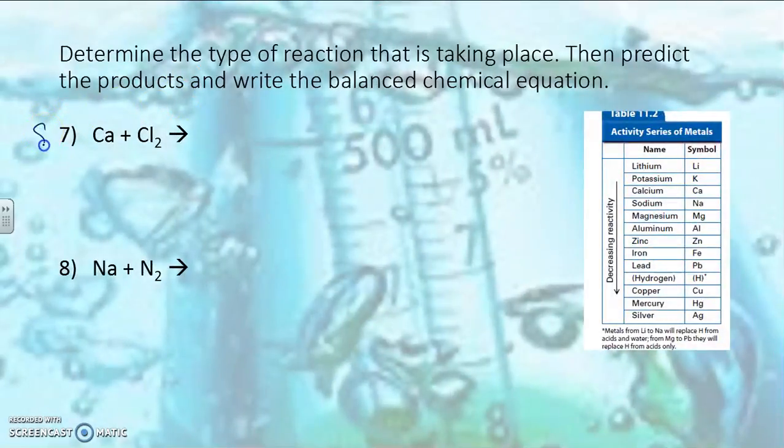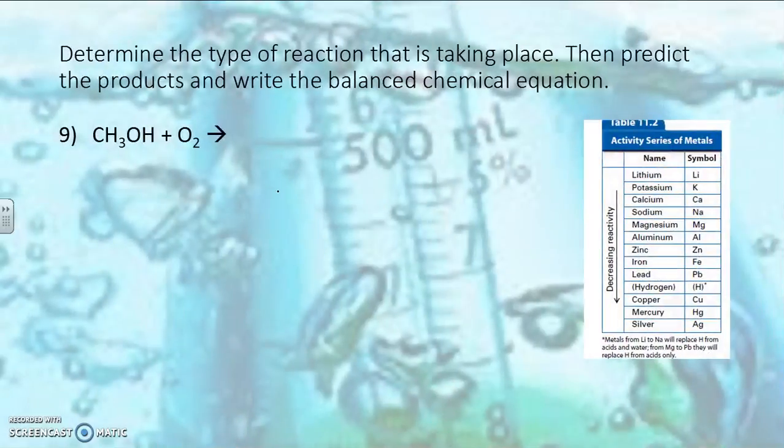This would be a synthesis reaction because there are 2 elements. They're going to come together. There's nothing to swap places. There's no oxygen, nothing. So they're going to come together to form calcium chloride. Number 8 is also a synthesis reaction because there's 2 elements and they're going to come together to form Na3N. Why Na3N? Because Na has a positive 1 and N has a negative 3. I think that's it. Nope, there's one more.